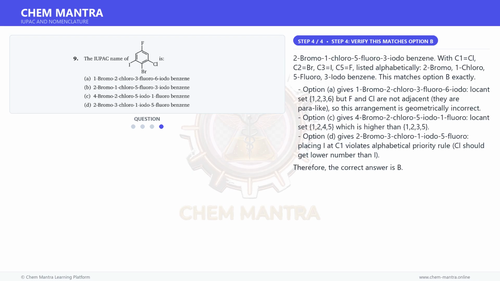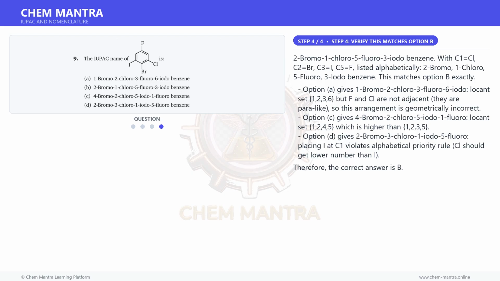Option A gives 1-bromo-2-chloro-3-fluoro-6-iodo, locant set 1, 2, 3, 6, but F and Cl are not adjacent, they are para-like, so this arrangement is geometrically incorrect. Option C gives 4-bromo-2-chloro-5-iodo-1-fluoro, locant set 1, 2, 4, 5, which is higher than 1, 2, 3, 5.